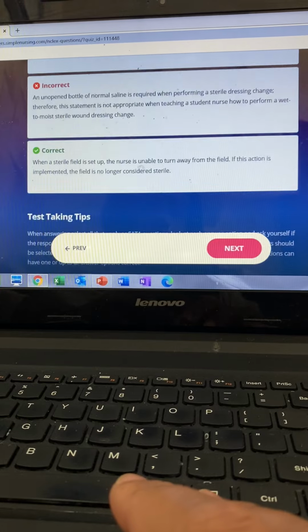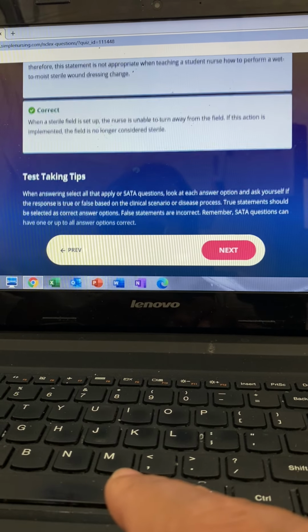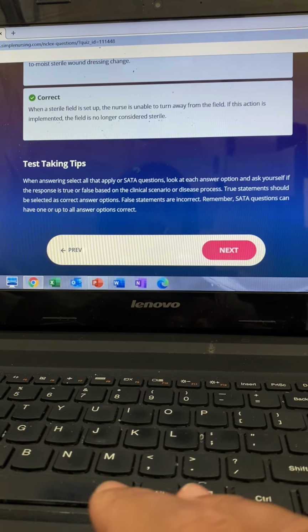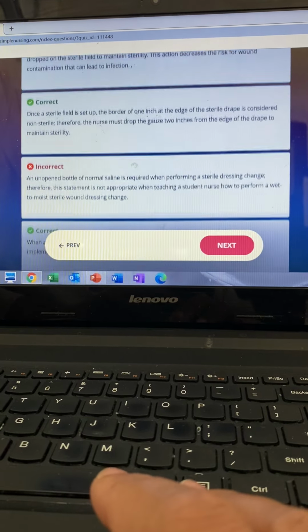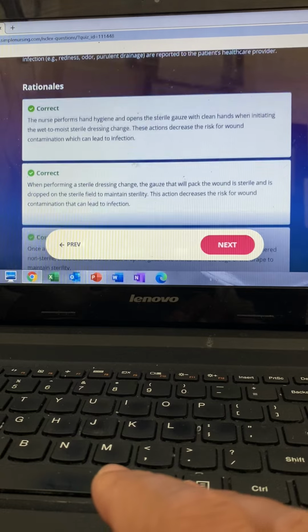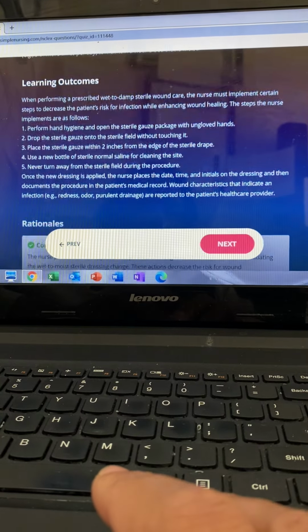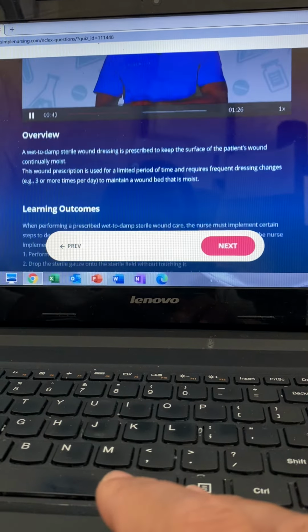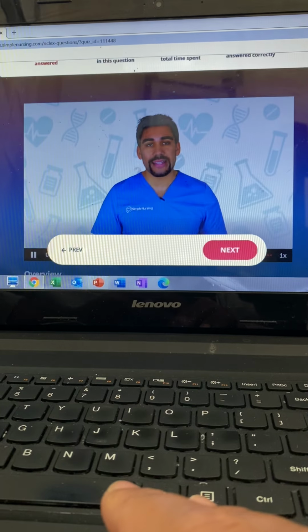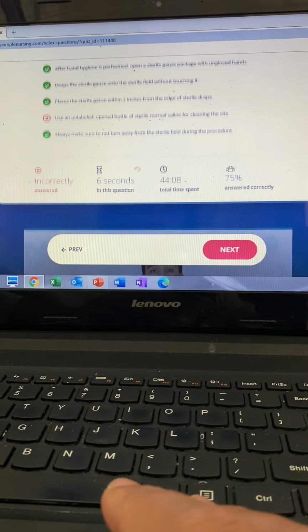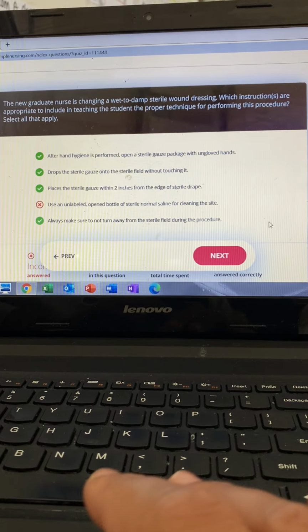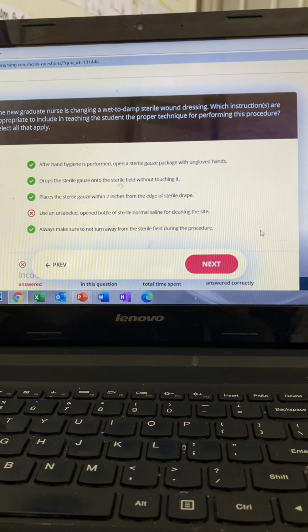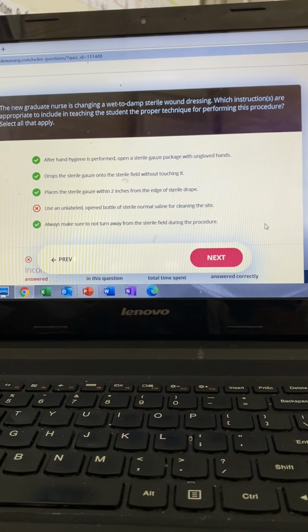Hand hygiene is always used before any procedure. And guys, no gloves are needed to open the package here. So option number 2 is also correct. Guys, anything sterile, you should already know, dropping sterile gloves into a sterile field follows asepsis technique here. And option number 3 is also correct here. Keeping the sterile gauze away from the drape edges follows correct surgical asepsis.